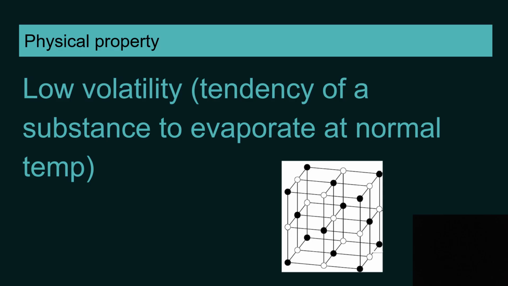And next up, another physical property of the ionic compound is that they have very low volatility. Volatility here is how easily the compound evaporates at normal temperature. For example, if you leave your water out somewhere, not outside in the sun, but just in your room, and after some time you see that the water level in that cup dropped, that's volatility, evaporating at normal temperature.